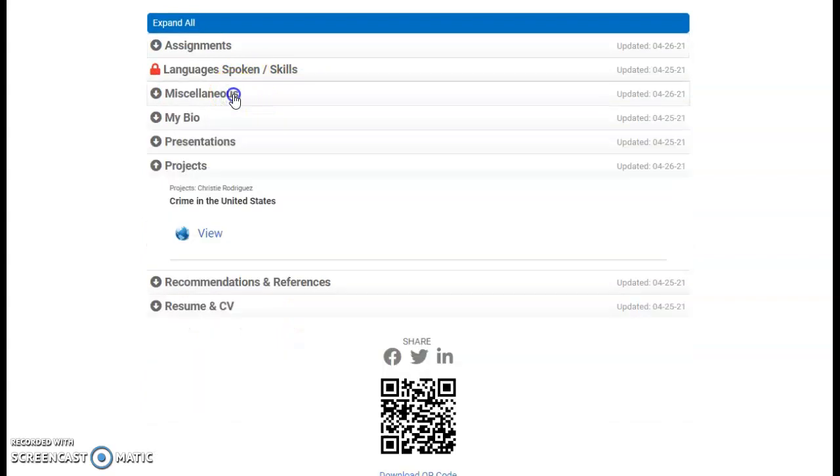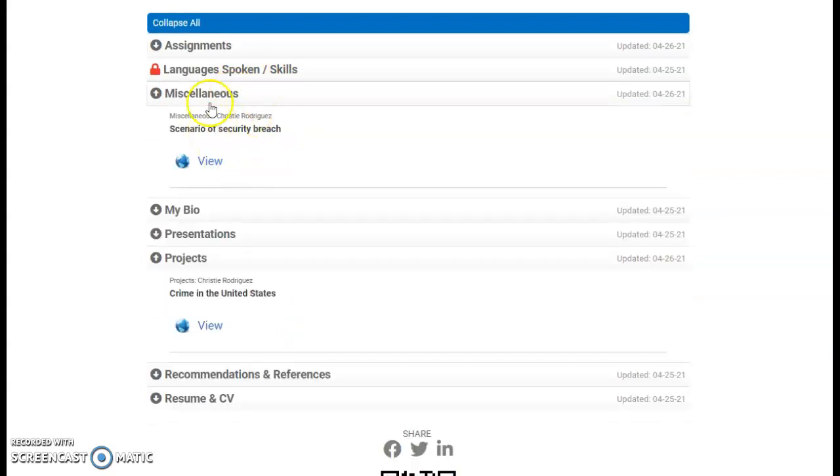Also, in miscellaneous, I have the scenario of the security breach information showing about technology and why it's important not to give up information. And that's actually under the outcomes of utilize appropriate current technology and resources to locate and evaluate information needed to accomplish a goal, and then communicate findings in visual, written, and or oral format.